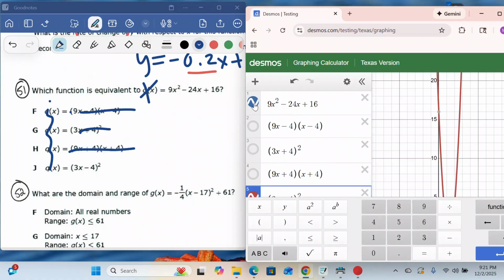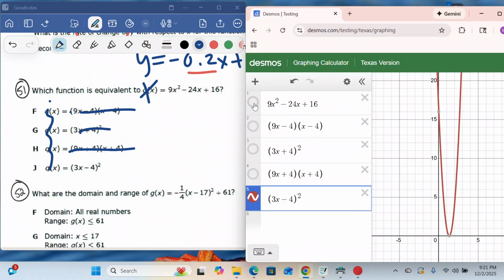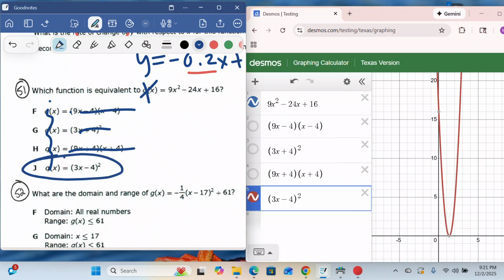I always want to double check it because that is the closest. I want to take out this one, the blue. It's the same. And I want to take out the red. It's the same. There you go. Our answer is J because it is overlapping and it is exactly the same.